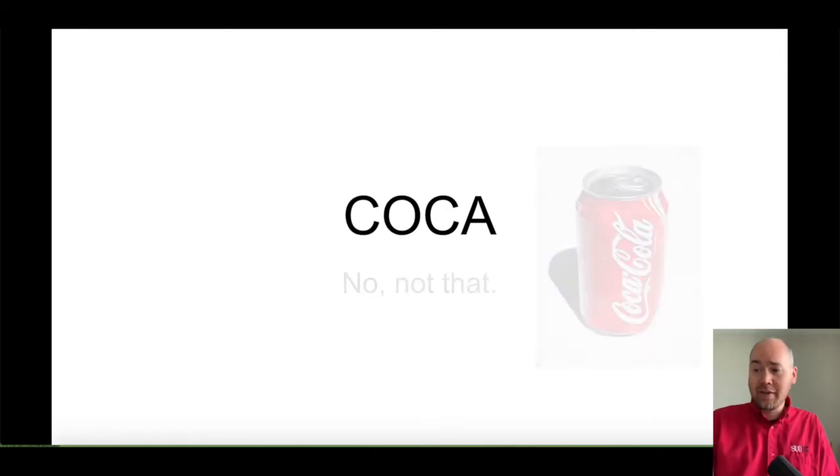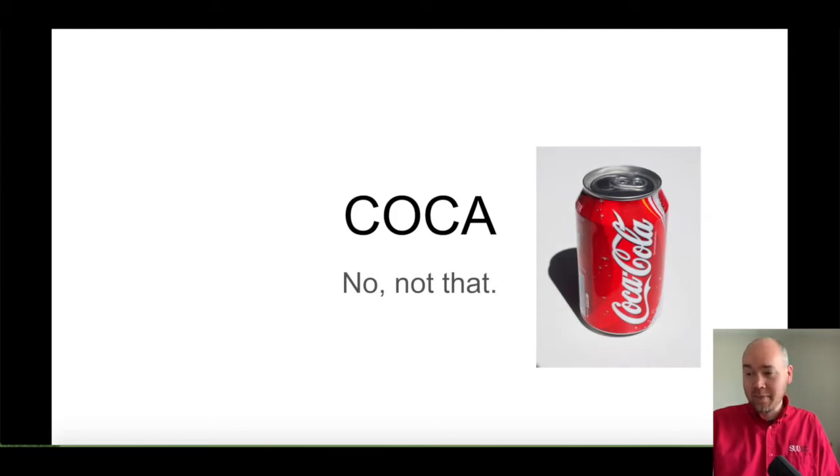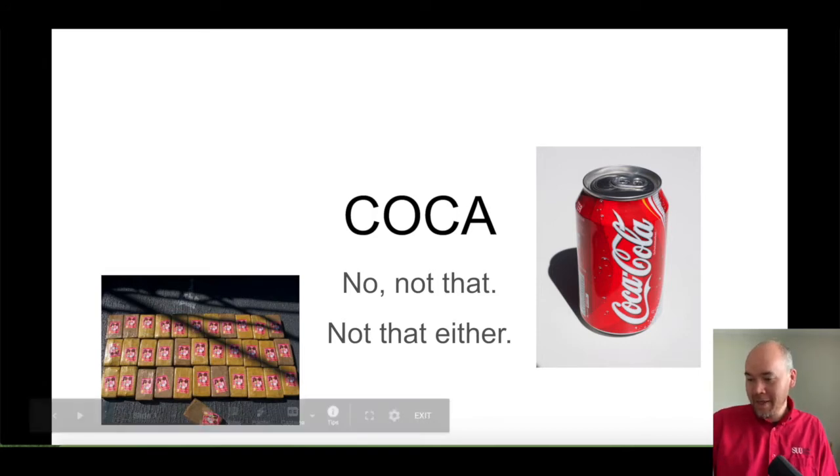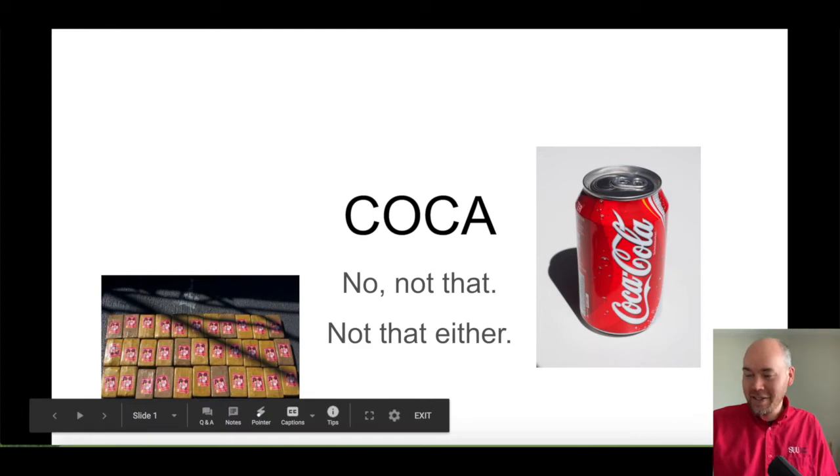So what is COCA? It's not Coca-Cola, unfortunately, and it's not the drug cocaine. It's neither one of those things, and it's not related to either one of those. And did you know that the drug and the cola actually are related? That's an interesting fact from history. Look it up on Wikipedia because it's an interesting story.